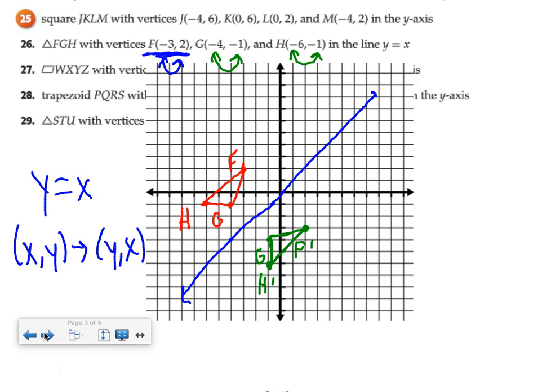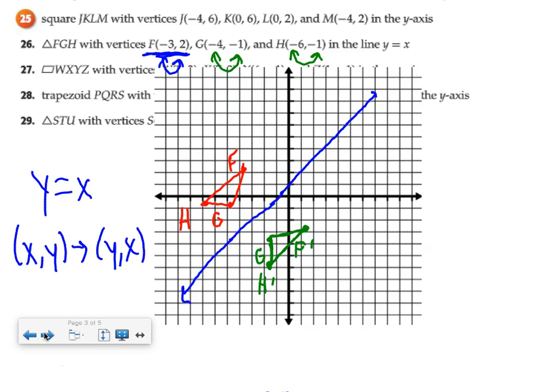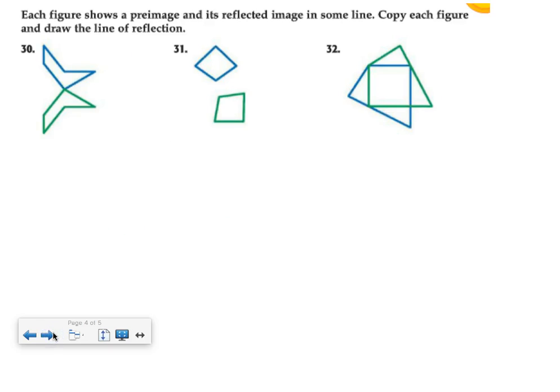There you go. So what you want to envision is if I could fold my graph on that blue line, would my points match up and lie perfectly on top of each other? And your answer should be yes, because they would. Okay? Let's see. I'm going to move this, 28. You guys should be able to do that over the y-axis.